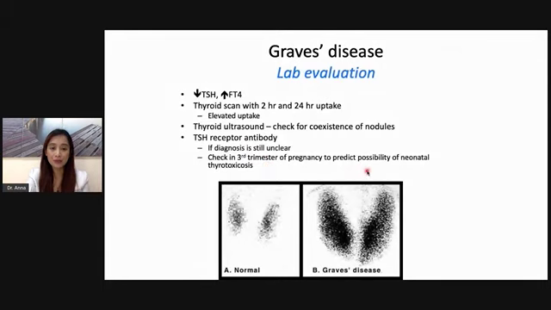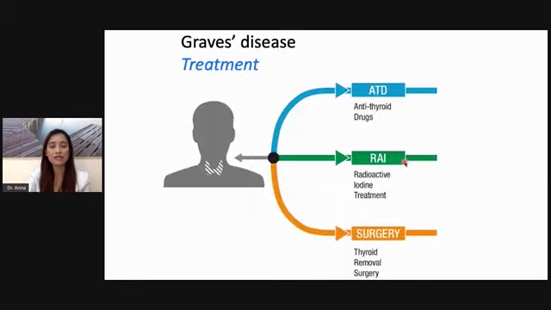If you have a patient with Graves' that is already in their third trimester of pregnancy, you can use TRAB to predict the possibility of neonatal thyrotoxicosis. So how do we treat? Usually when I have patients with Graves' disease, I let them choose what kind of treatment they want to receive. So we can choose from either giving anti-thyroid drugs, radioactive iodine treatment, or surgery.